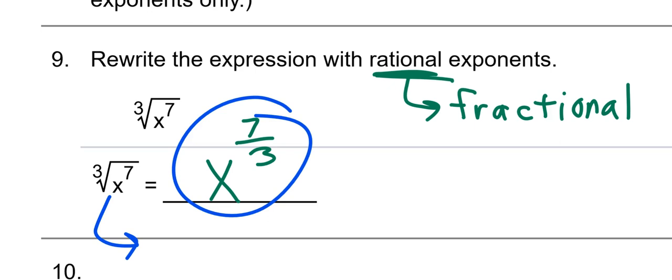But just for quick practice, 3 goes into 7 how many times? Doesn't it go in twice? With how much left over? Okay, so that is the simplified version of that.